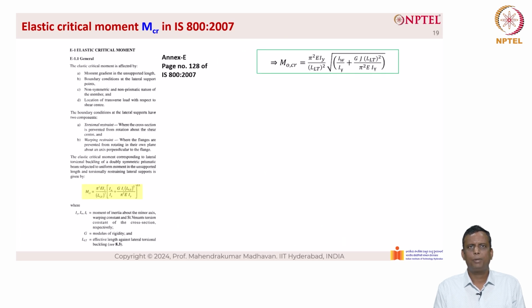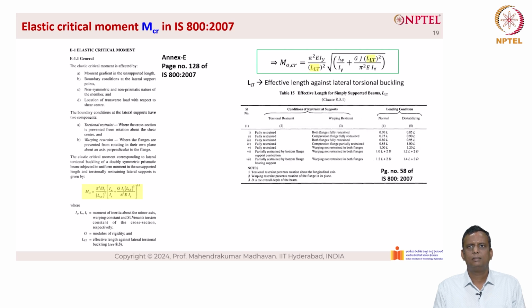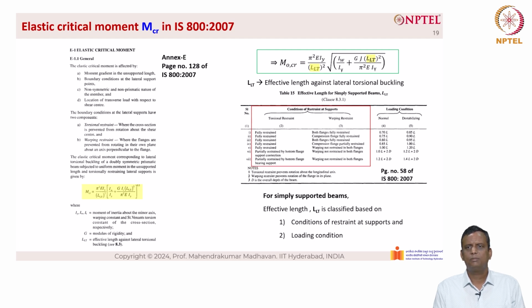So Annexure E, page number 128 of IS 800 gives the equation on the left hand side, which is basically the L sub LT equation for M critical for different types of boundary conditions. And table 15 in the main body of IS 800 gives you the L sub LT, which is a function of restraint at the supports as well as the loading condition. For simply supported beams, the effective length L sub LT is classified based on conditions of restraint at the supports, which is shown above. Similarly, for loading conditions, which is also shown above on the right hand side.